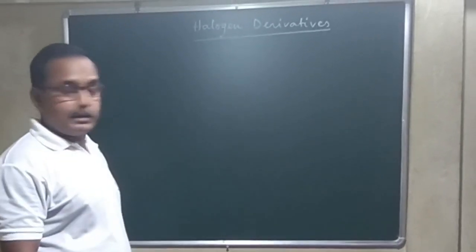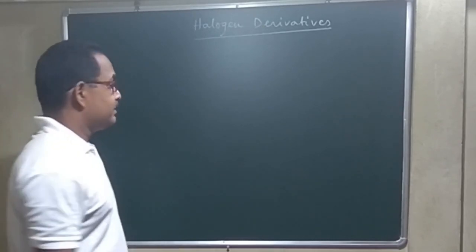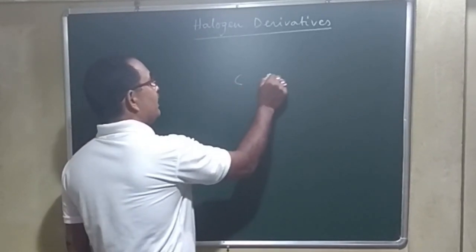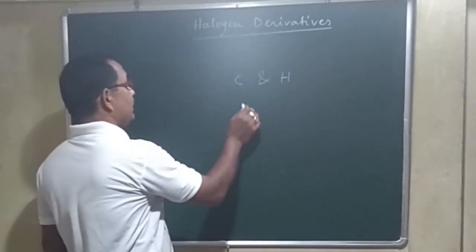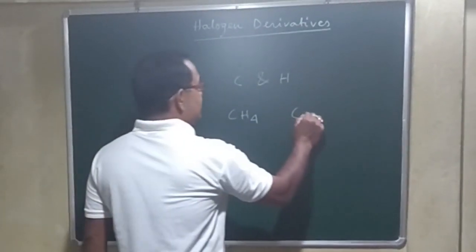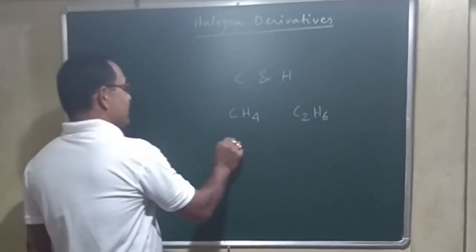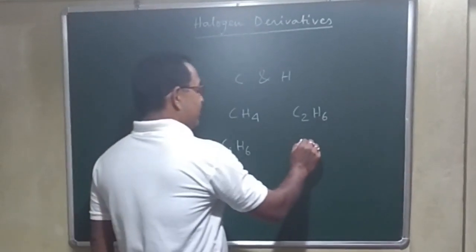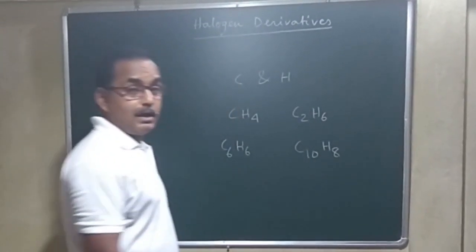We all know what are organic compounds. Organic compounds means hydrocarbons or their derivatives. So what are hydrocarbons? Hydrocarbons are binary compound of carbon and hydrogen. Hydrocarbons may be of different types. We all know that. Say methane. This is a hydrocarbon. C2H6 ethane. This is also a hydrocarbon. Similarly, benzene C6H6, this is also a hydrocarbon. Naphthalene, say C10H8, this is also a hydrocarbon.